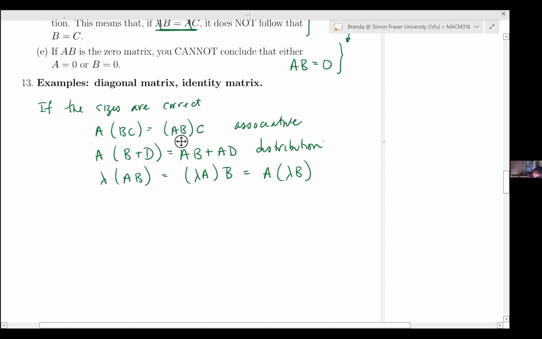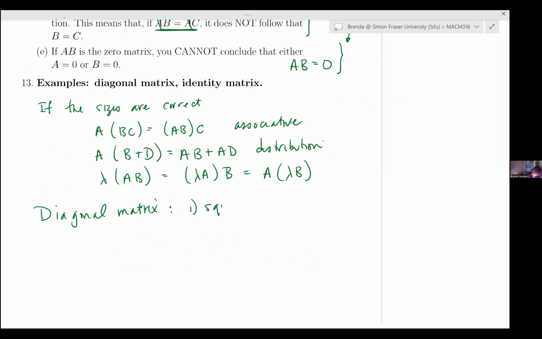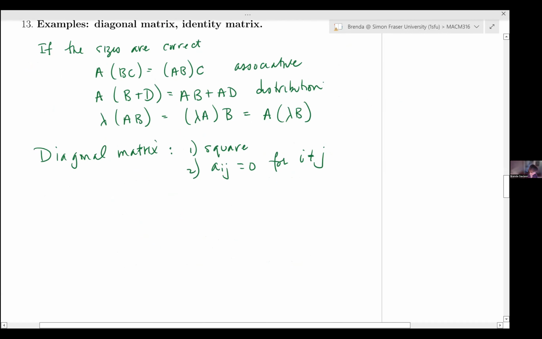Diagonal matrix. Let's get a definition of a diagonal matrix. First of all, it's square. And two, the element Aij in the matrix is 0 for i not equal to j. That is the definition of a diagonal matrix.